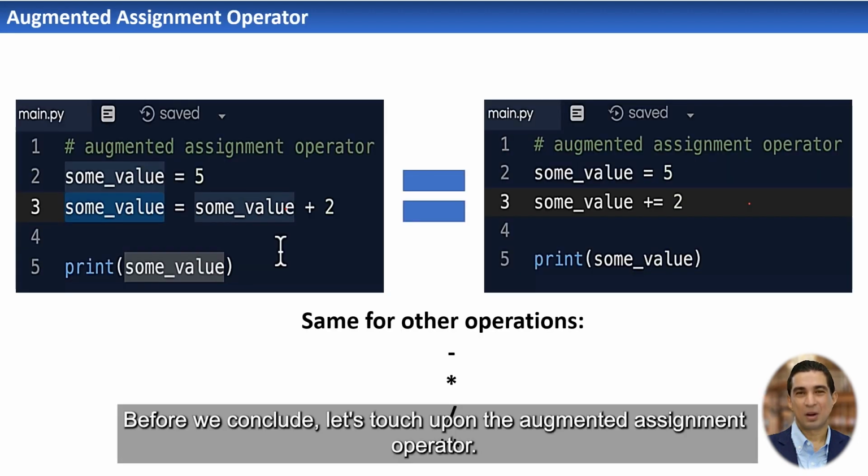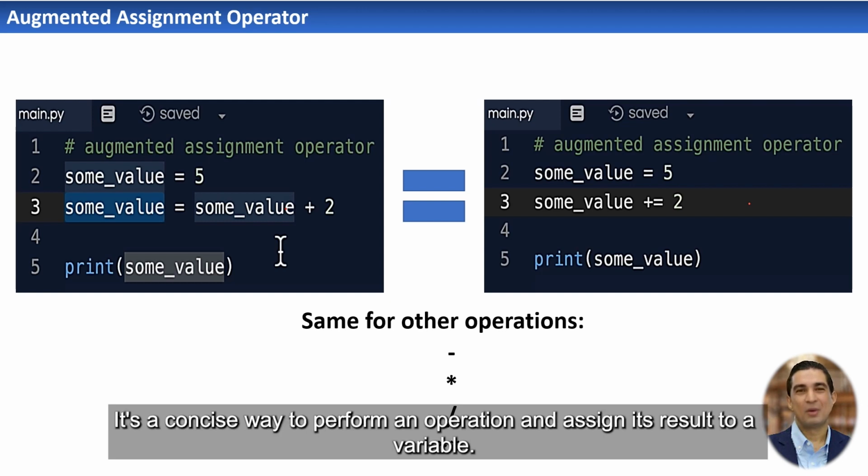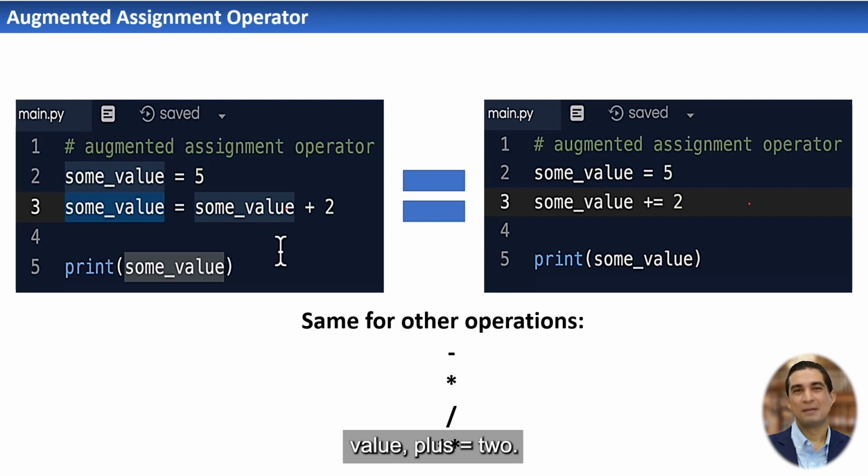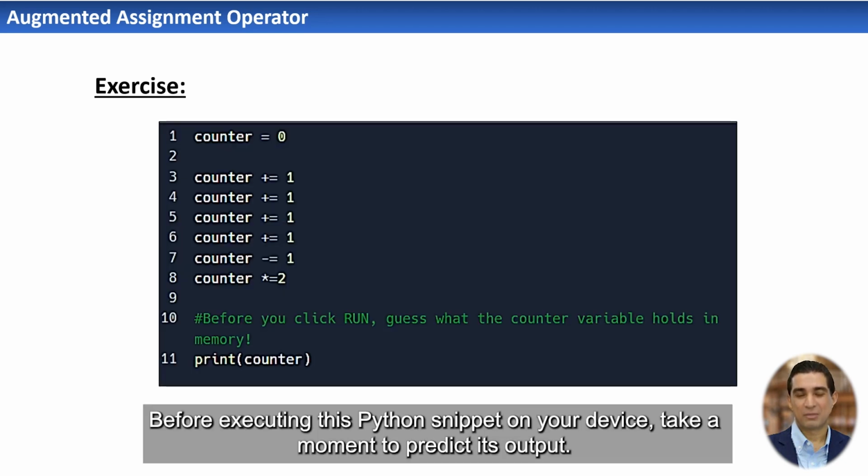Before we conclude, let's touch upon the augmented assignment operator. It's a concise way to perform an operation and assign its result to a variable. For example, instead of saying some value equals some value plus 2, we can simply say some value with plus preceding the equality sign. Neat, right? Before executing this Python snippet on your device, take a moment to predict its output.